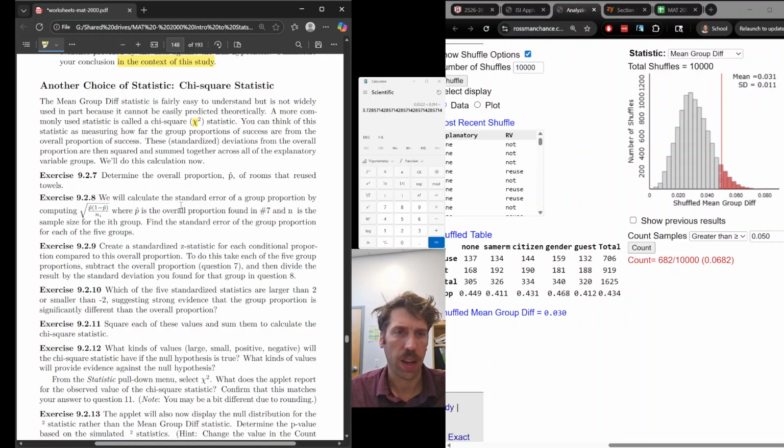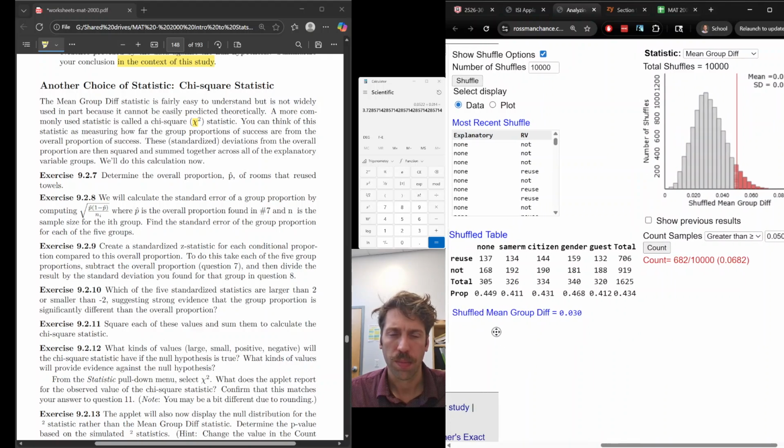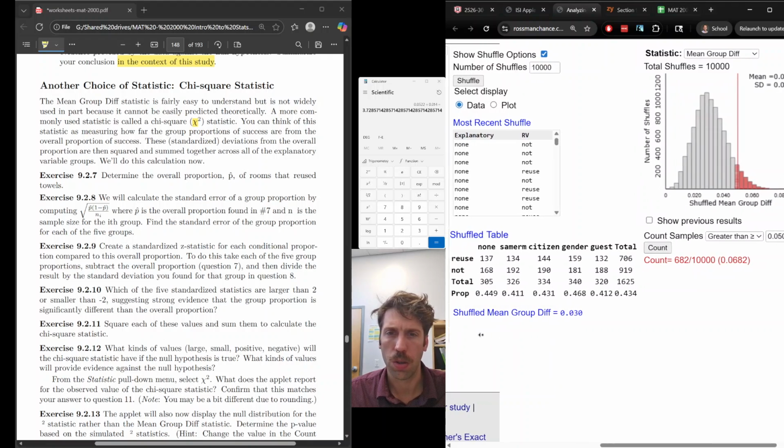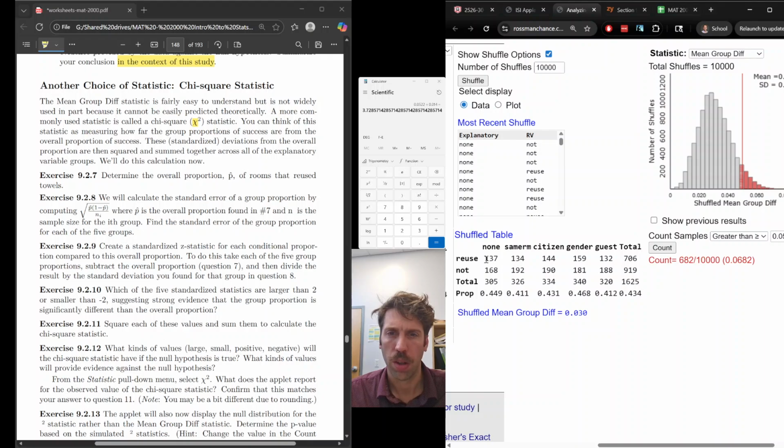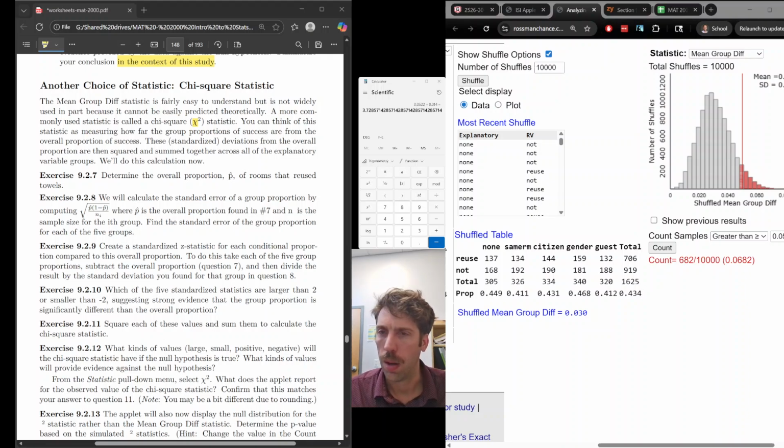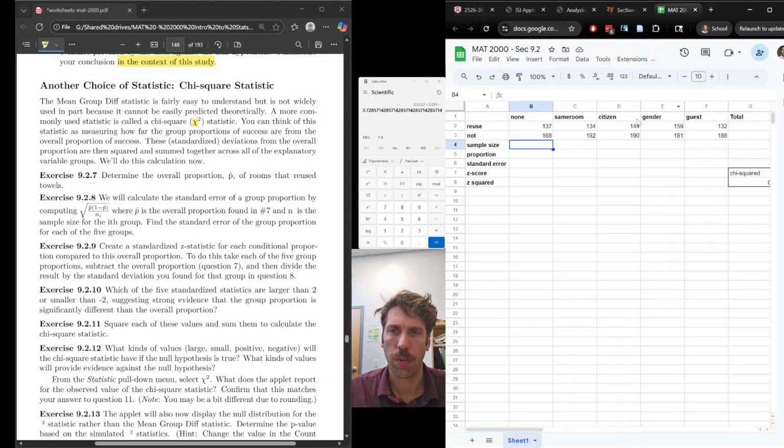Let's see. Now, determine the overall proportion p hat of rooms that reuse towels. That overall proportion is given in this table right here. So that's, for me, the 0.434. Now, I'm going to want to use these numbers in a spreadsheet, so I'm going to copy them. I'm going to pause this video and then put them into a spreadsheet. Okay, I'm back. I just copied all these numbers here into a spreadsheet, and I have them right here.